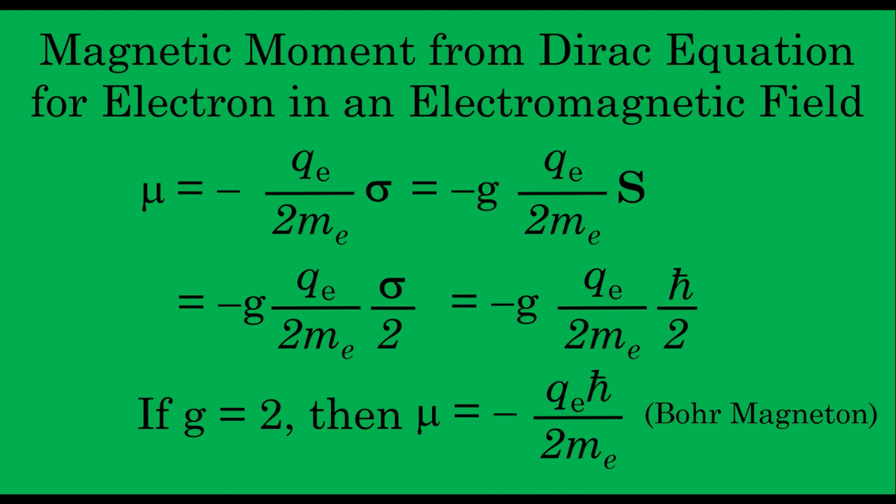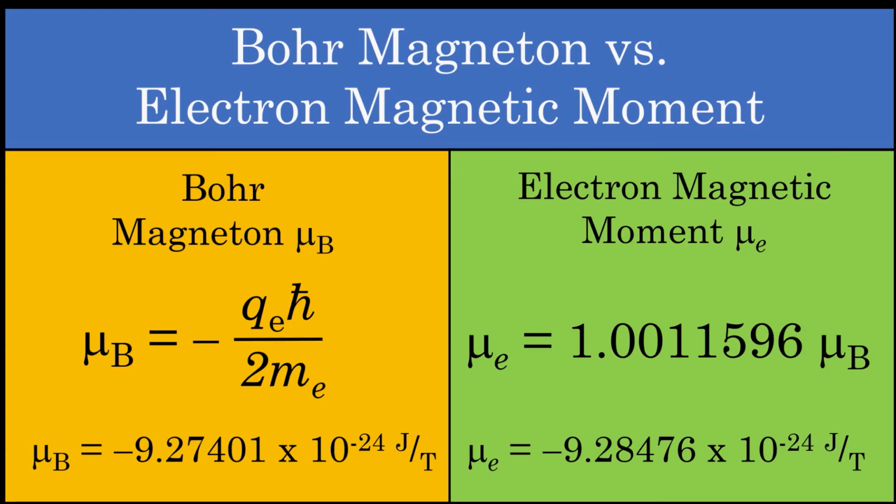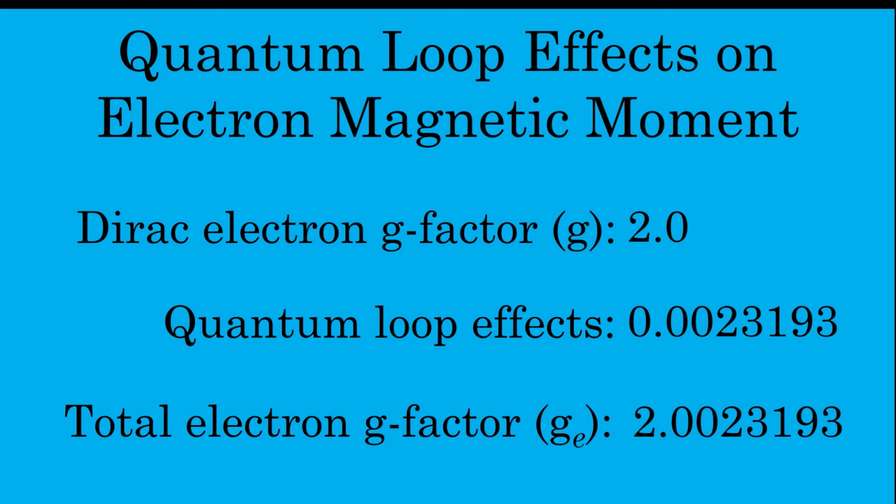The electron magnetic moment from the Dirac equation of an electron in an electromagnetic field has a gyromagnetic ratio, or G factor, for the electron, G equals 2, which gives the Bohr magneton. However, the Bohr magneton only approximates the electron magnetic moment. Its actual value is 1.0011596 times the Bohr magneton. This small difference is thought to be additional magnetic moment components caused by quantum loop effects that add 0.0023193 to the electron's G factor of 2 from the Dirac equation.